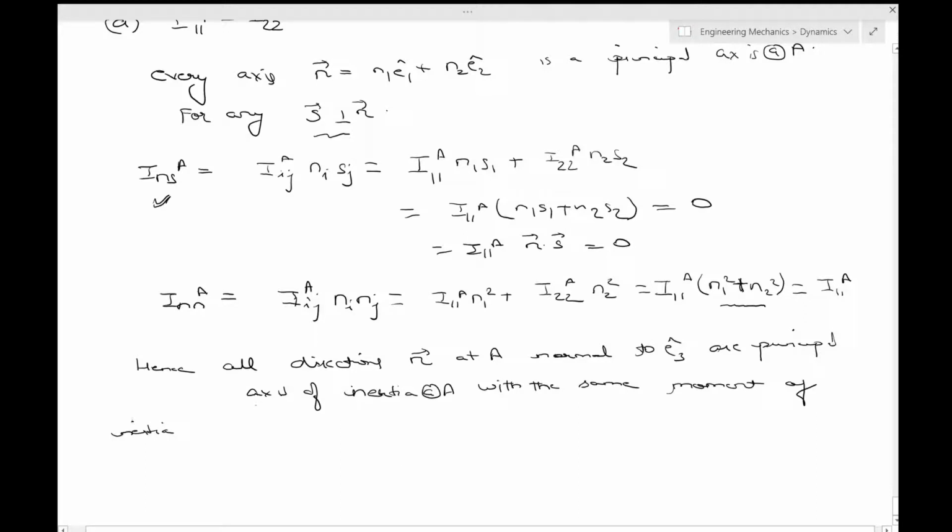With the same moment of inertia I11 of A. So you can think of an example of this particular case. Okay, the second case which you should take is that if you have all of these principal values equal to each other.